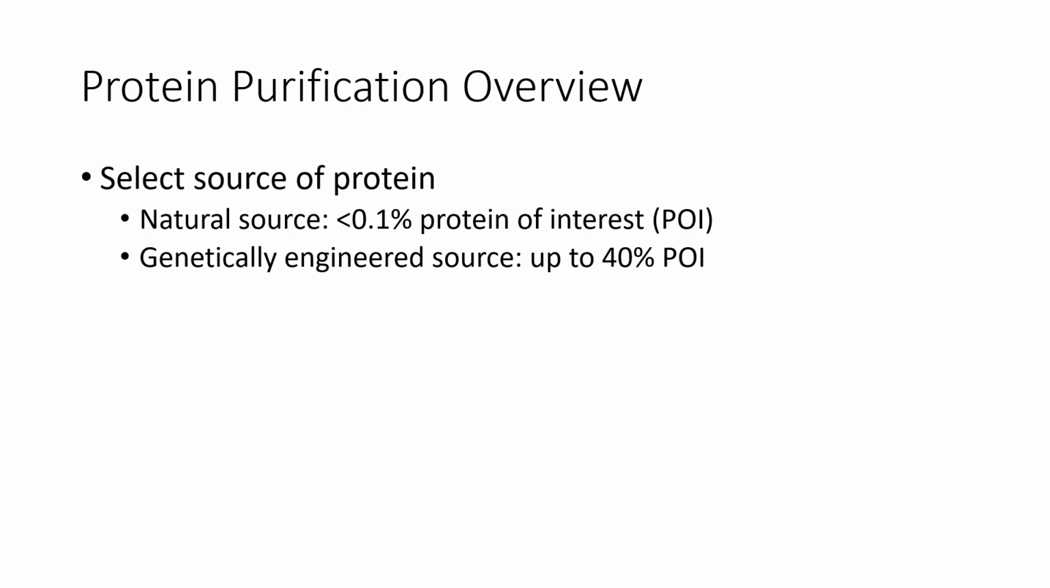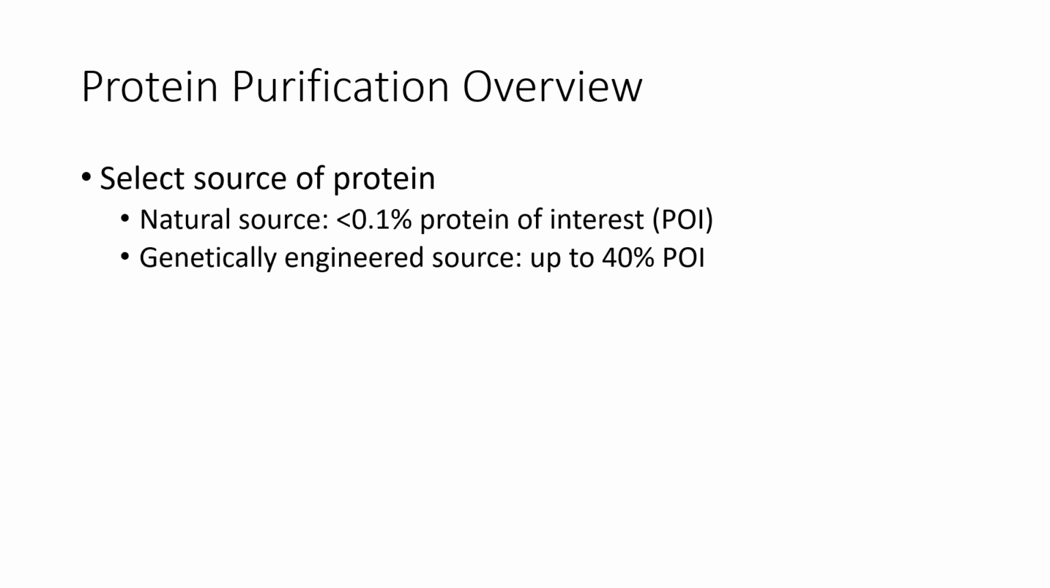But the one issue with using natural sources of proteins is that there are so many other proteins that are occurring in the cells and tissues of any organism. So your protein of interest, your POI, can be even under 0.1% of the whole tissue or cell that you're lysing. So using a natural source, you can potentially end up with very low yields of your protein. And so you'd have to start out with a massive quantity of tissue or cell material in order to get a good yield at the end of your purification process.